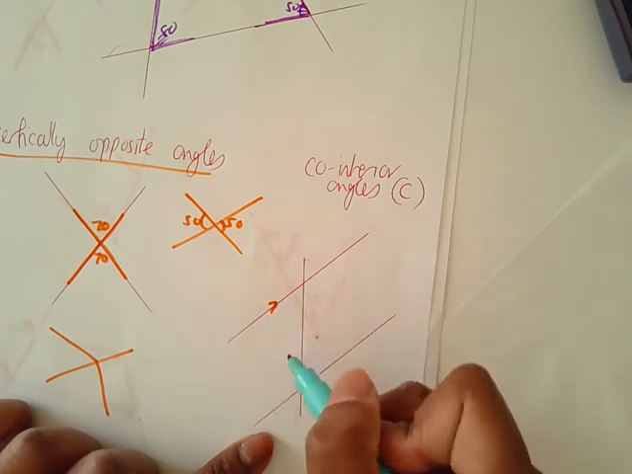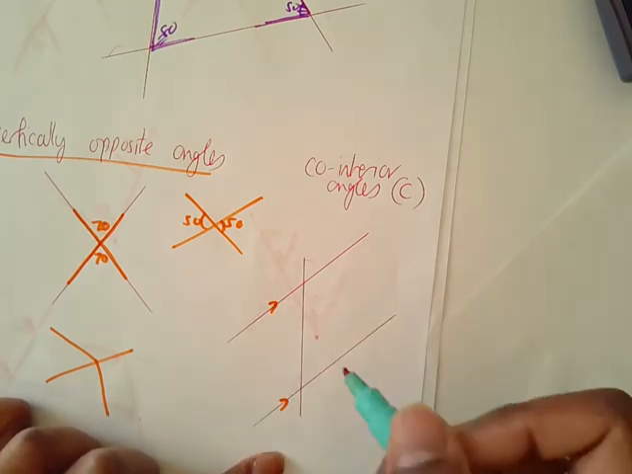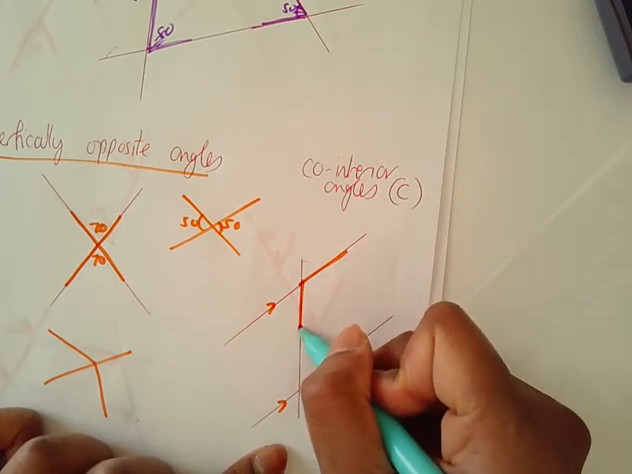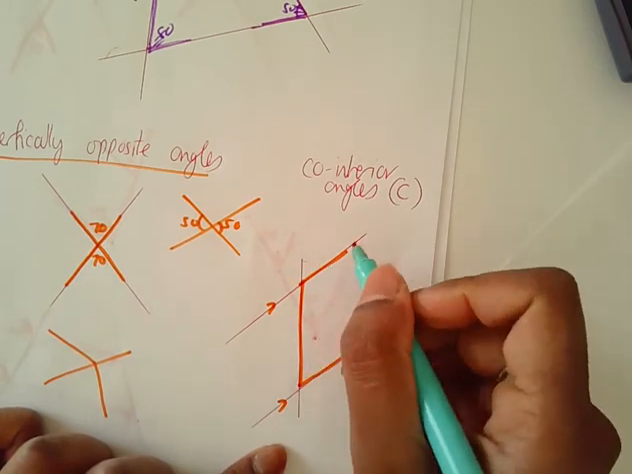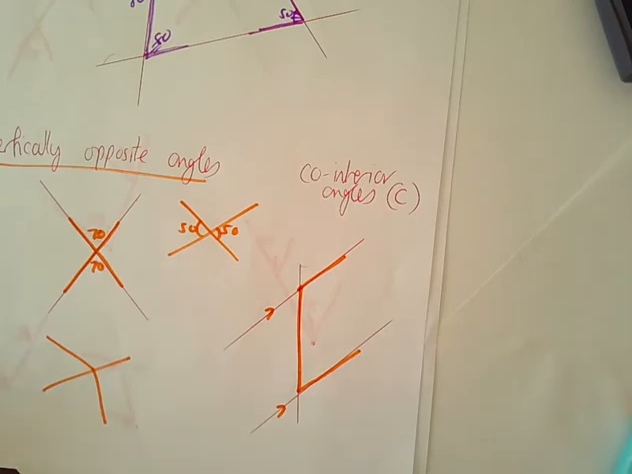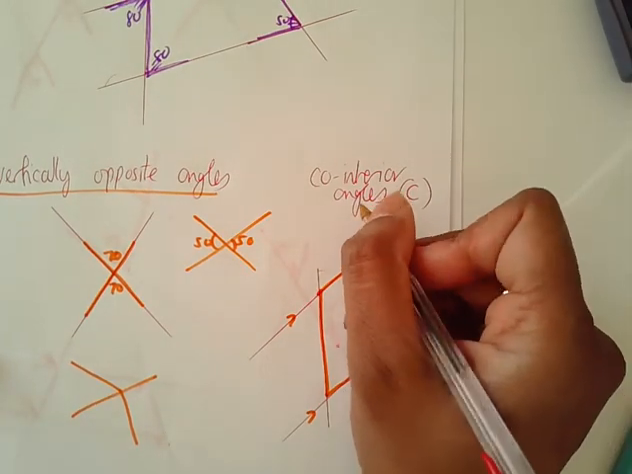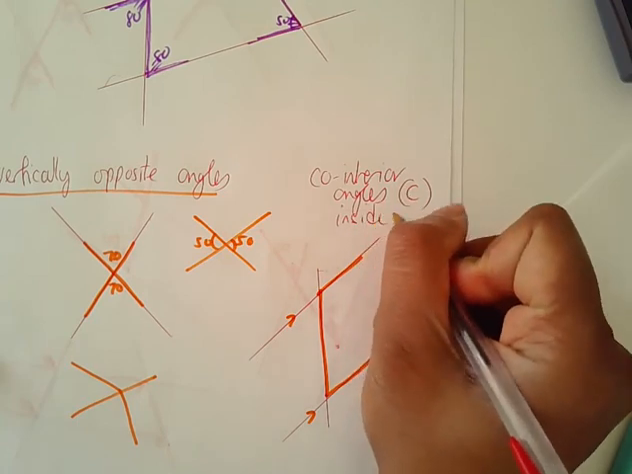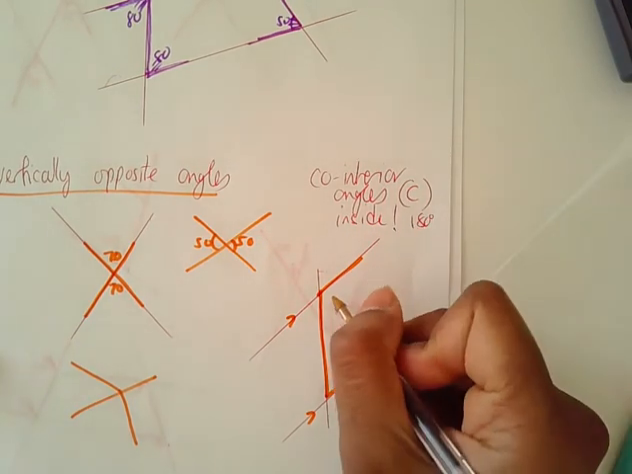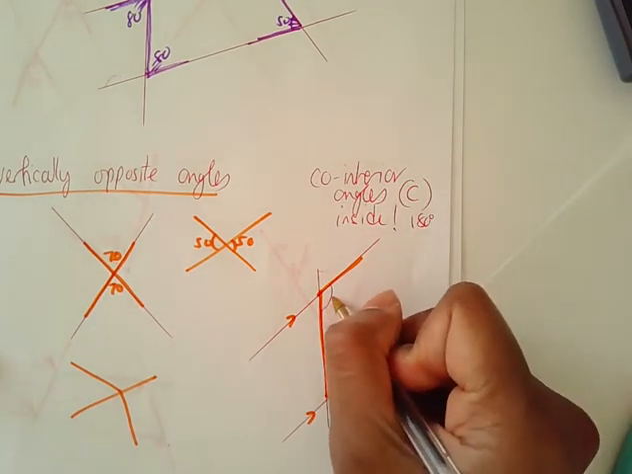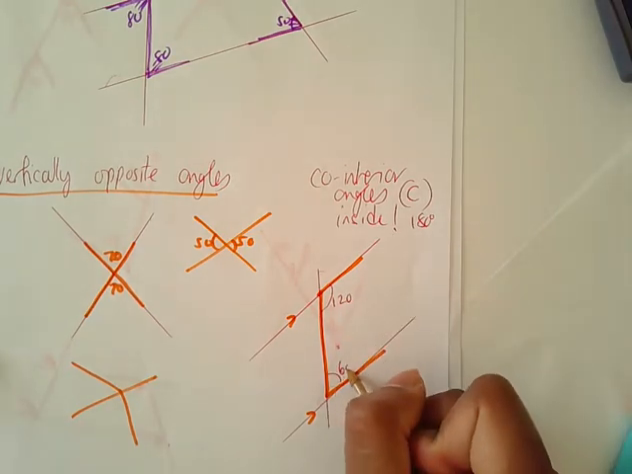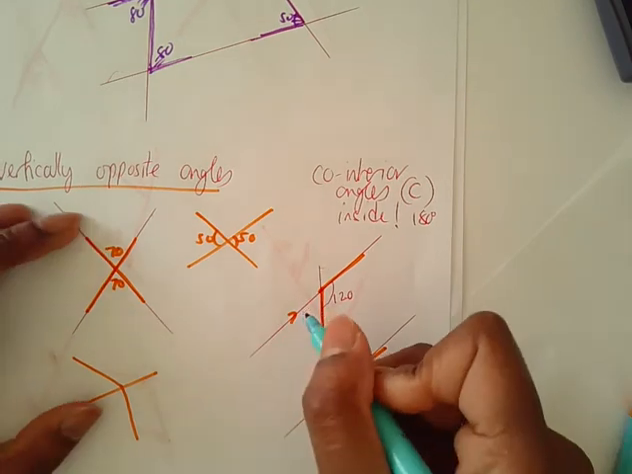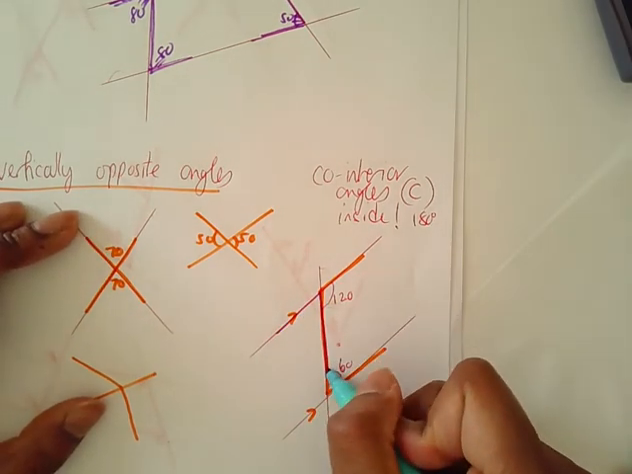Right. Now co-interior angles, C angles. So if these were parallel, then you can consider co-interior angles, C angles. Here's a C. One thing you need to know is that angles inside of a C, on the inside, add up to 180 degrees. So if that one was, for example, 120, that would have to be 60, because then 120 plus 60 makes 180. You could have a C going the other way as well.